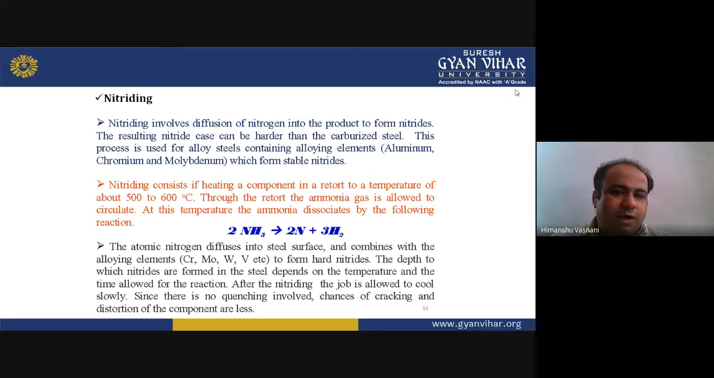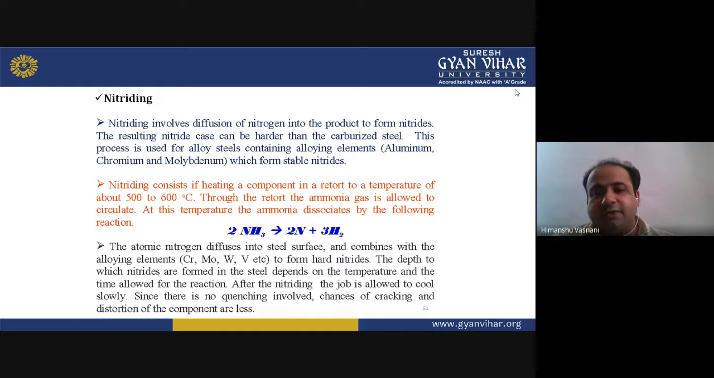At this temperature, the ammonia dissociates by the following reaction: 2NH3 gives 2N plus 3H2. So the atomic nitrogen diffuses into the steel surface and combines with the alloying elements like chromium, molybdenum, vanadium to form hard nitrides. The depth to which the nitrides are formed in the steel depends on the temperature and the time allowed for the reaction.